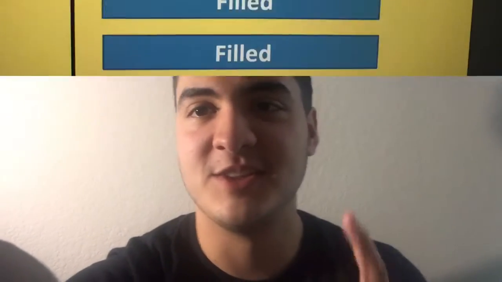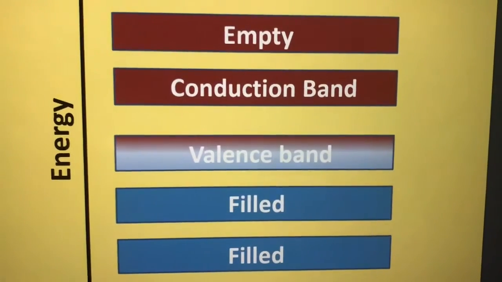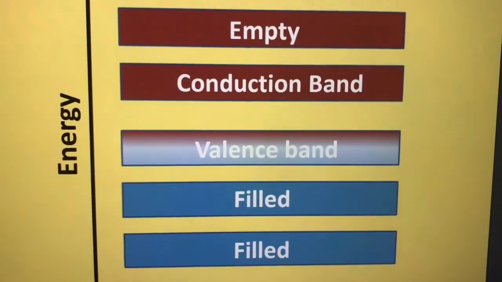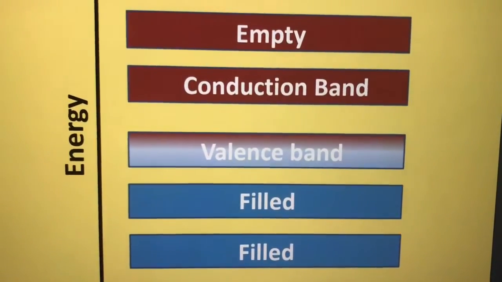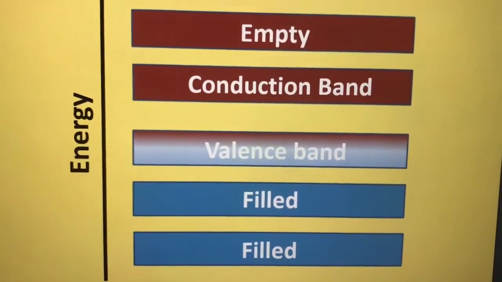How does an LED work? So first of all, we have to learn this. First, we must understand that inside materials we have energy levels. These are also called bands. In this diagram, we have 5 energy levels or 5 bands.